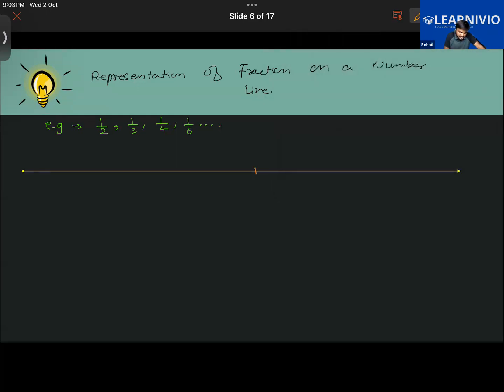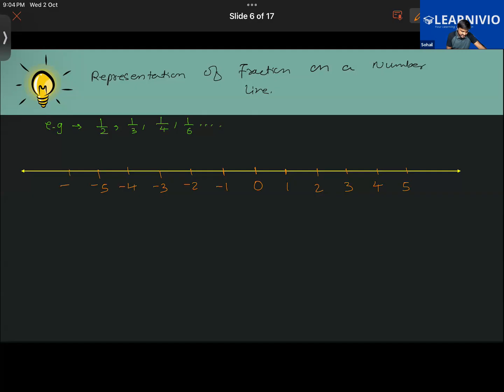Here, this is the middle of the number line. On the right of the number line, we represent numbers like 1, 2, 3, 4, 5 and so on. These are the positive natural numbers. And here we write the negative numbers like this: -1, -2, -3, -4.